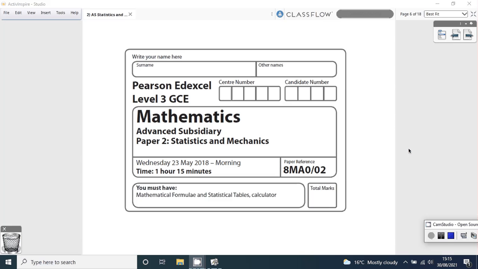So in this video, I'm going to be talking you through the solutions to the Paper 2 AS Maths from the 23rd of May 2018. Now the paper itself, as I'm sure you know, was some statistics questions in section A and then mechanics questions in section B. In this video, I'm only going to be looking at the mechanics questions.